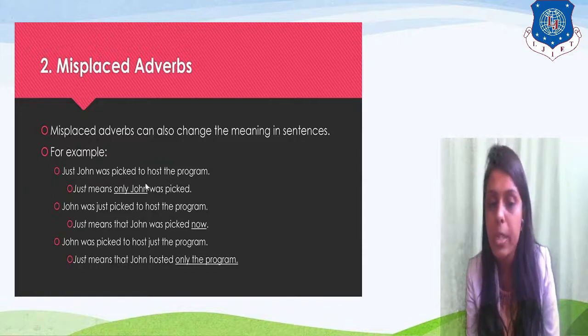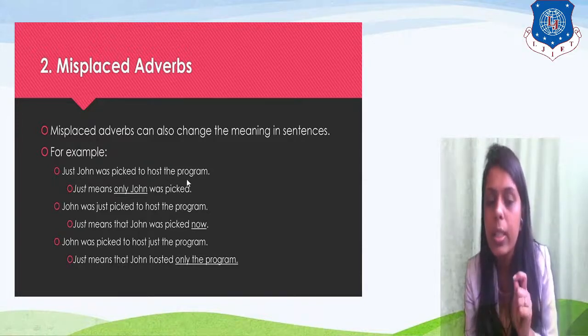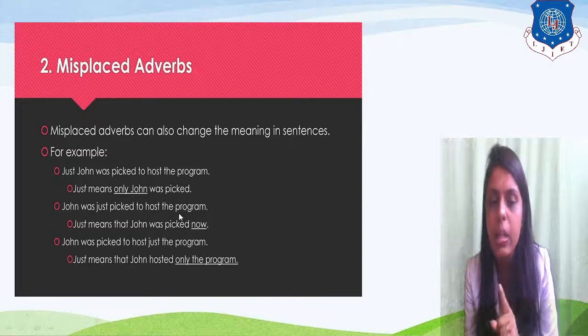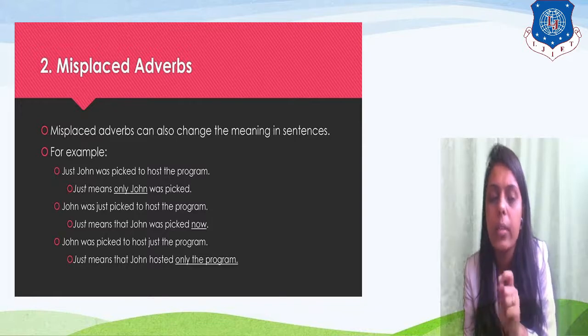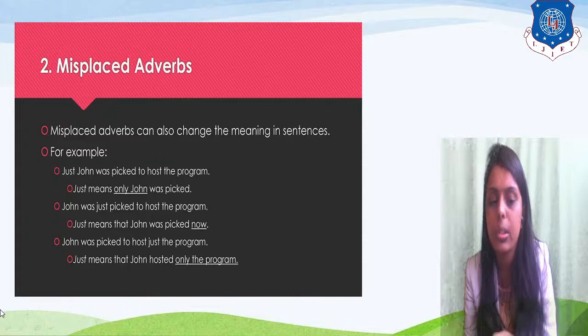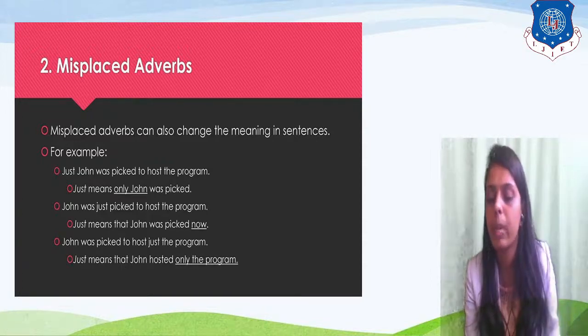Just John was picked to host the program: only John was picked. Second statement: John was just picked to host the program. So he was picked now, right? Third: John was picked to host just the program. Just means that John hosted only the program. Right?